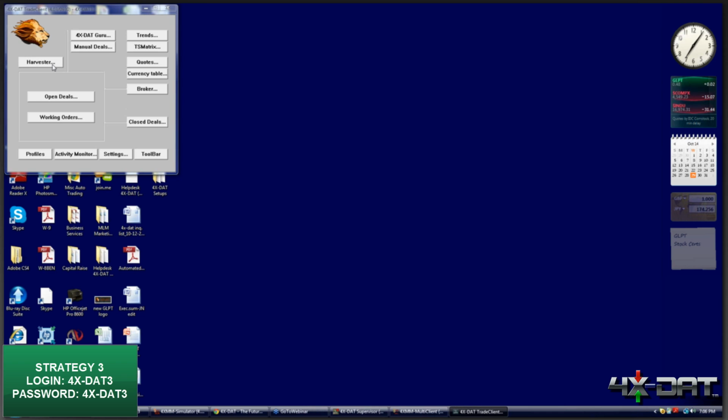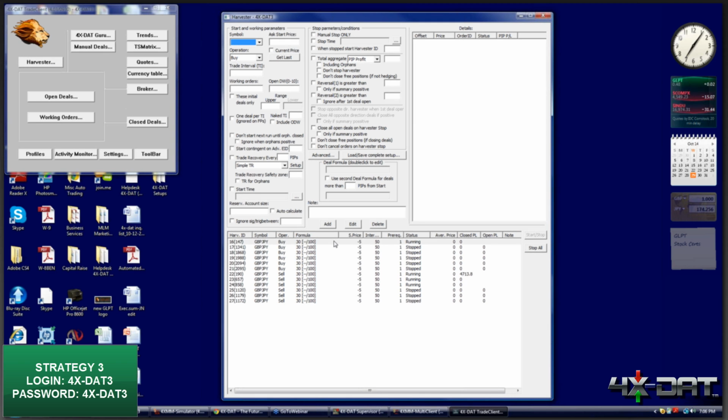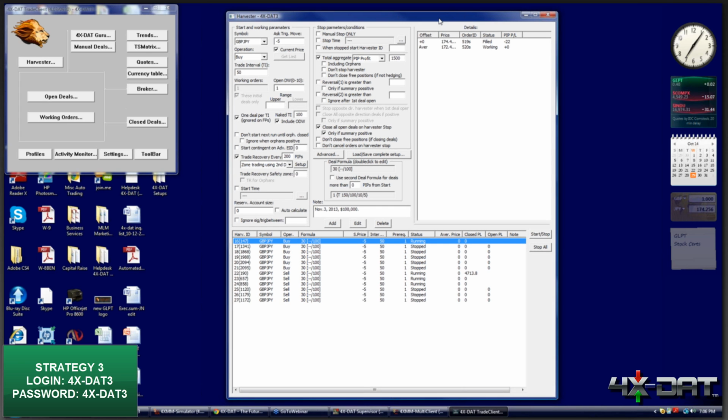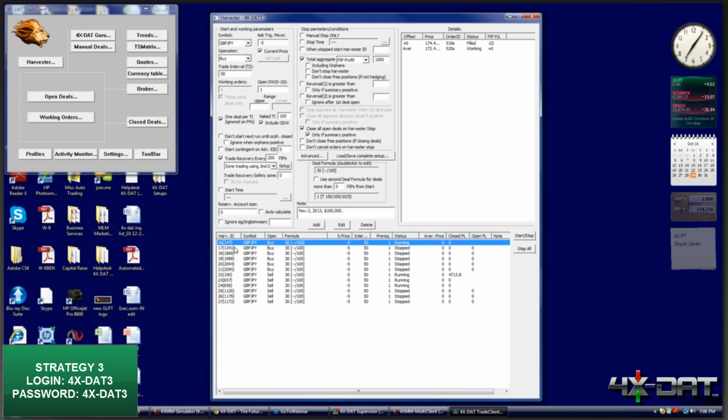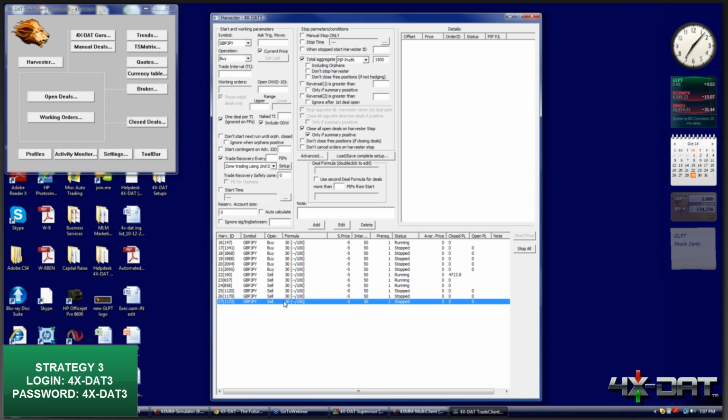Here we are. Again, we're trading pound yen, and this strategy has a relatively small number of harvesters compared to the other ones we looked at. I think we've got 10 harvesters here. 1, 2, 3, 4, 5, 6, 7, 8, 9, 10, 11, 12. I stand corrected. 12 harvesters. 6 of them are buying, 6 of them are selling.